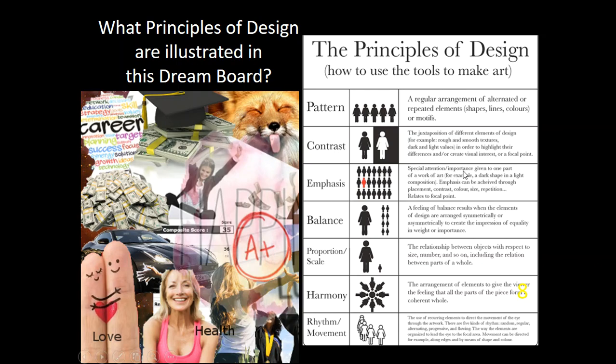Emphasis, special attention or importance given to one part of a work of art. For example, a dark shape in a light composition. Emphasis can be achieved through placement, contrast, color, size, repetition. Relates to a focal point. Can you find a focal point in here?